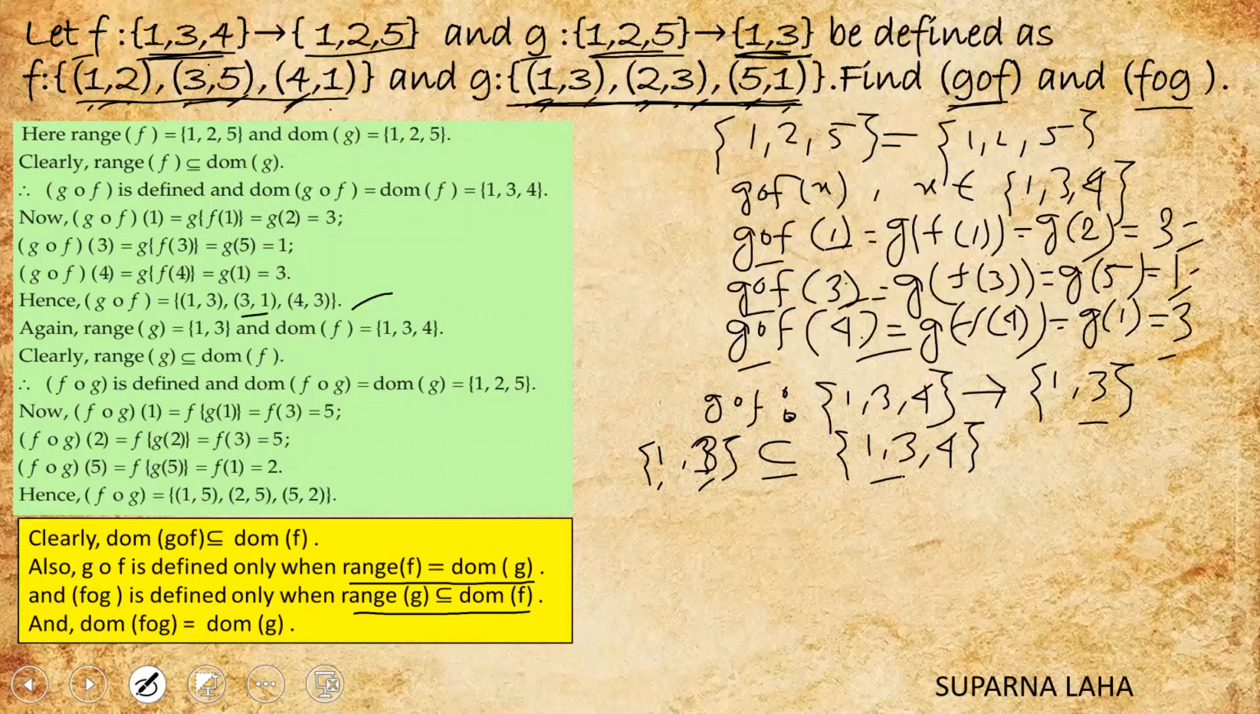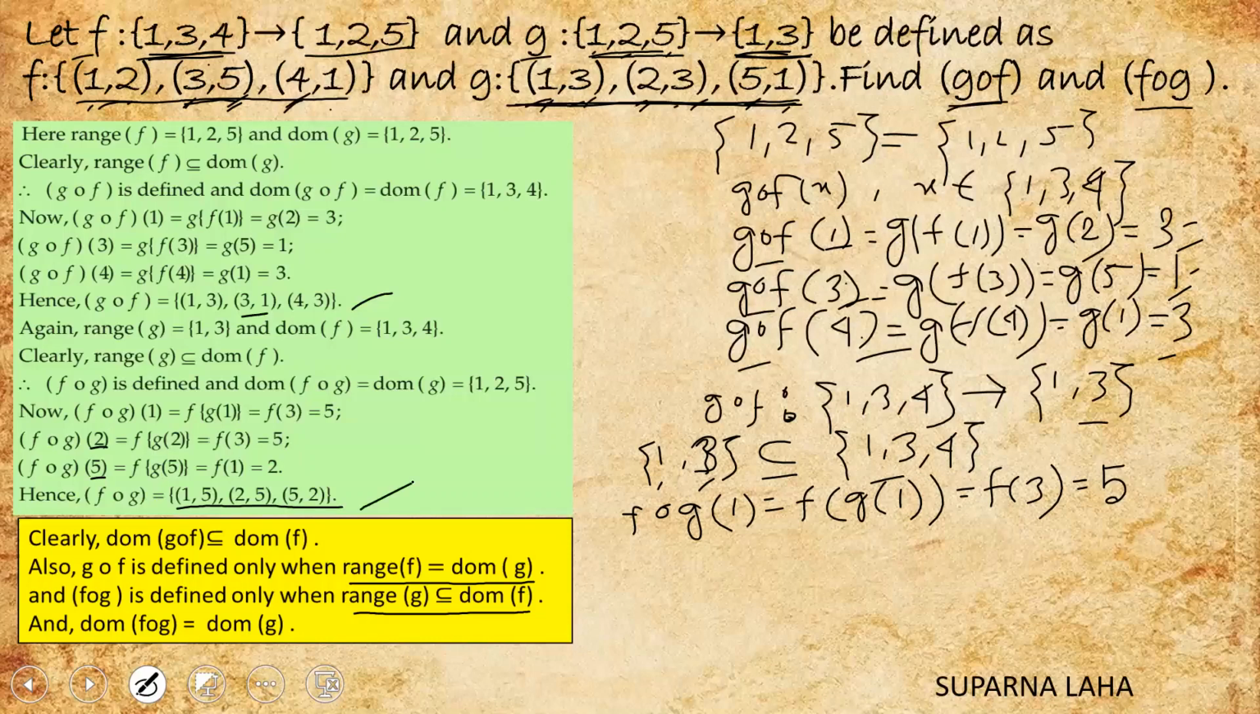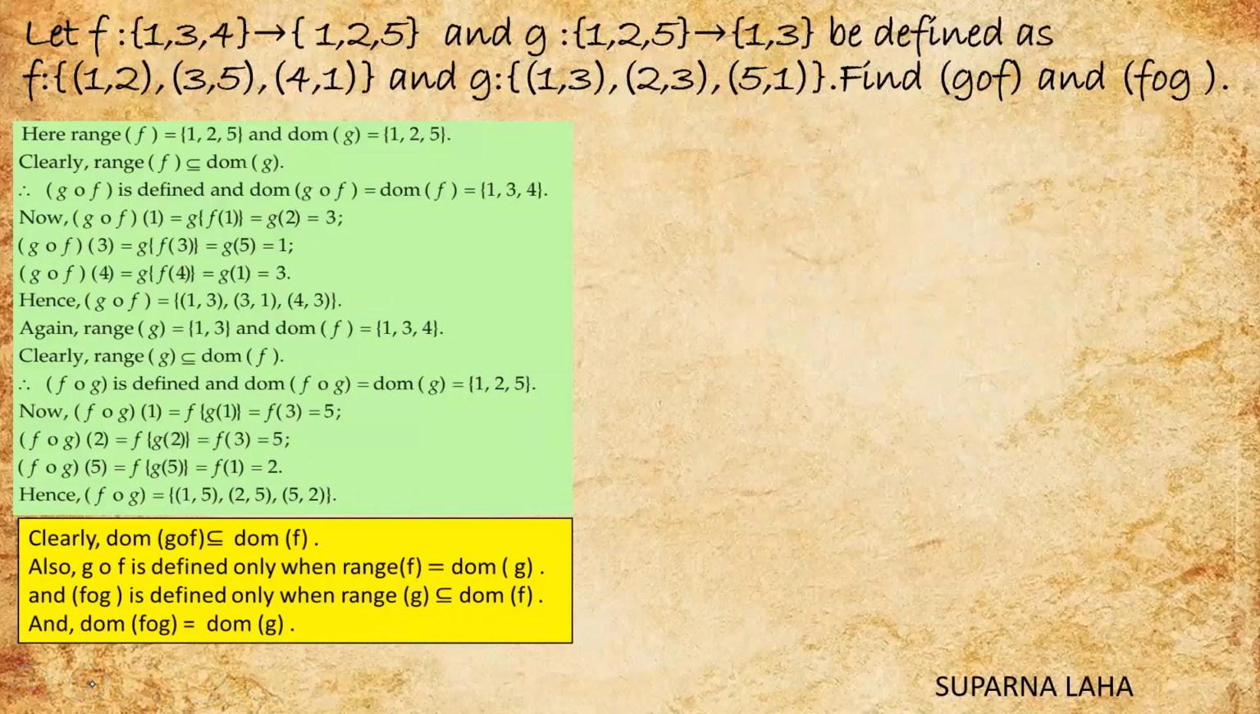Now check this. What is f of g? For f of g, the input is from g, that is 1, 2 and 5. So for 1 I can check f of g of 1. What is g of 1? It is 3. f of 3. And what is f of 3? f of 3 is 5. Similarly you can check for 2 also, for 5 also. Here are the elements of f of g. Here is the solution. You can check. Moving to the next problem.